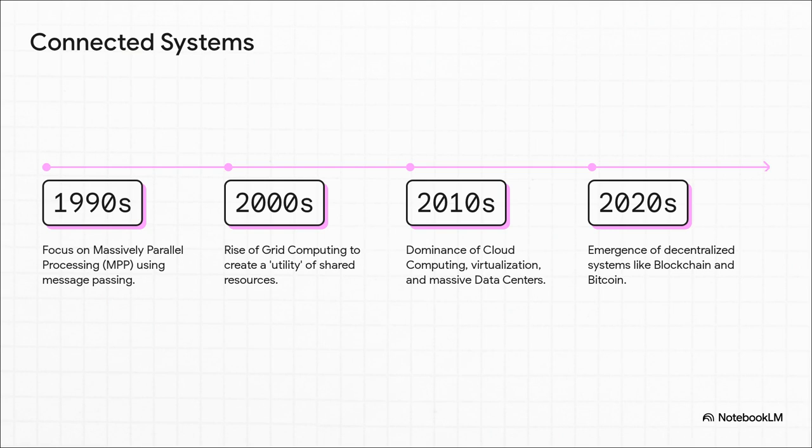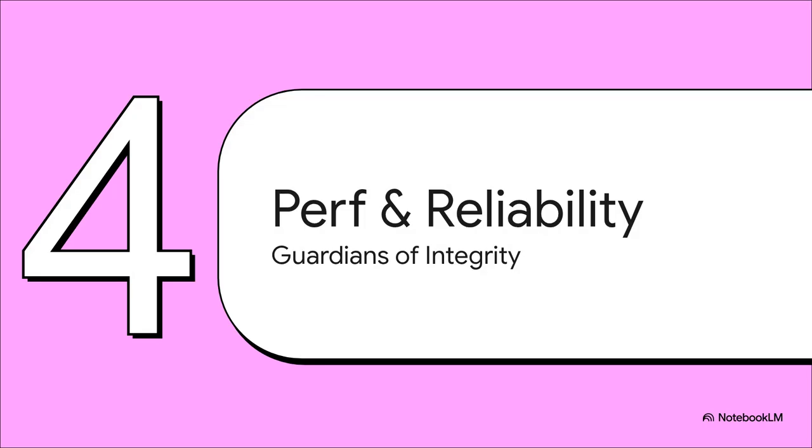Back in the 90s, the big thing was massively parallel processing, getting hundreds of processors inside a single giant machine to talk to each other. By the 2000s, that expanded into grid computing, linking computers across entire universities. Then in the 2010s, that became the cloud computing and huge data centers we all use today. And now, we're even seeing decentralized systems like blockchain, which is really just a wild new way for systems to coordinate with each other. And that brings us to our final pillar, performance and reliability.